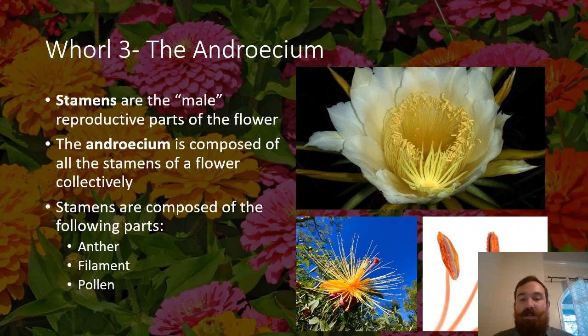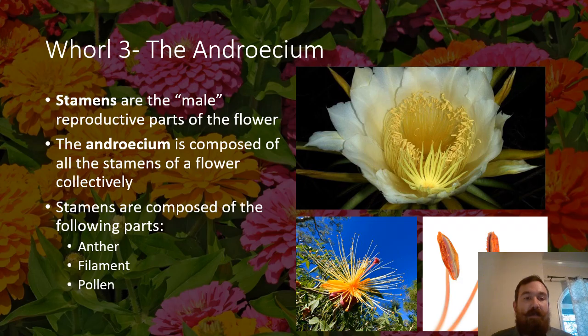Okay. The third whorl is the androecium. The androecium is the third whorl. So we have, on this cactus flower, for example, our sepals back here. We have these, which are our petals. And our third whorl is these, which are all of our stamens. We can also see them here on this baobab flower, these really long yellow thread-like structures, which are the stamens.